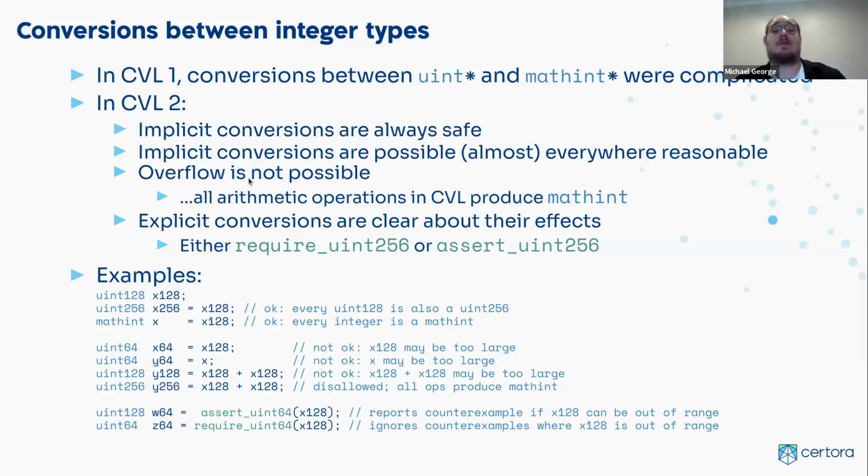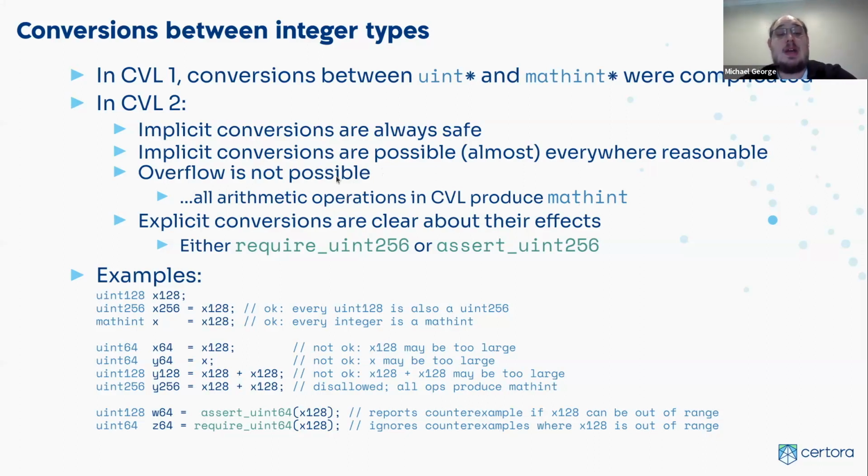So overflow just can't happen in CVL anymore. The way we guarantee that is that anytime you do any arithmetic in CVL, it always produces a math_int. So you can never add together two uint8s and end up with something that's too big, because the result of adding two uint8s is a math_int, and there is no integer that's too big to be a math_int. Math_int can hold any integer. So there's nowhere in CVL any wraparound semantics, any overflow possible at all.